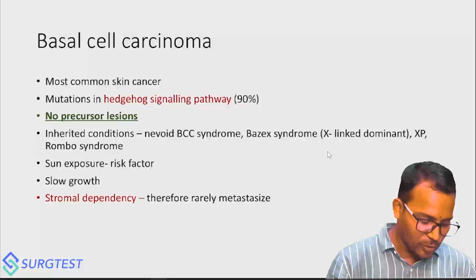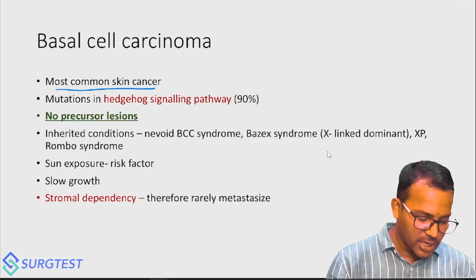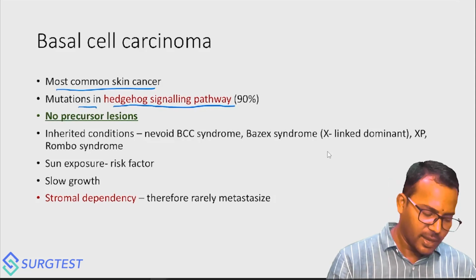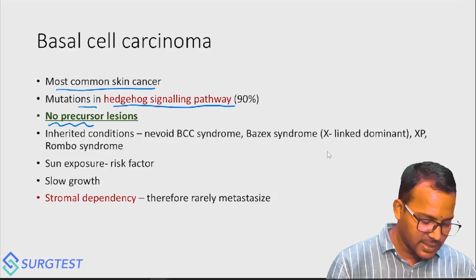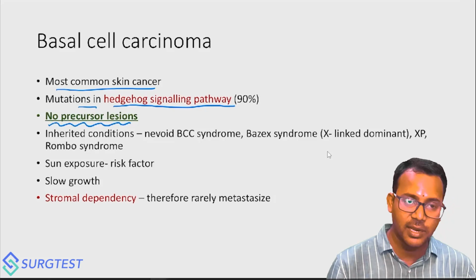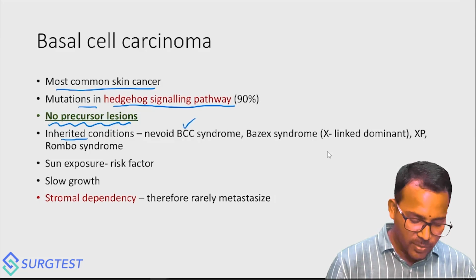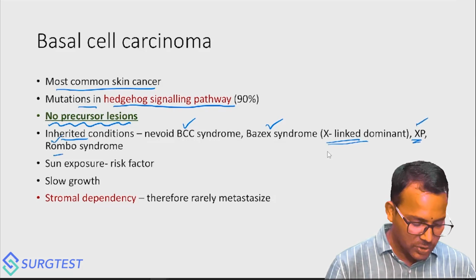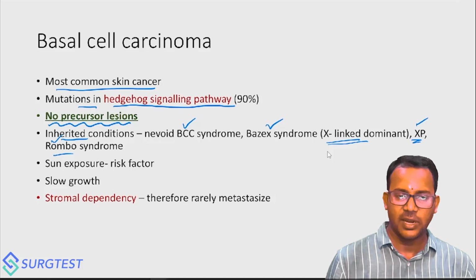Going ahead with basal cell carcinoma, as I've already told you, this is the most common skin cancer, and the mutations attributed to it involve the hedgehog signaling pathway. Unlike squamous cell carcinoma or malignant melanoma, there are no precursor lesions at all for basal cell carcinoma. Inherited conditions like nevoid basal cell carcinoma syndrome, Bazex syndrome, which is an X-linked dominant syndrome, xeroderma pigmentosum, and Rombo syndrome are a few heritable conditions you have to remember as risk factors for basal cell carcinoma.